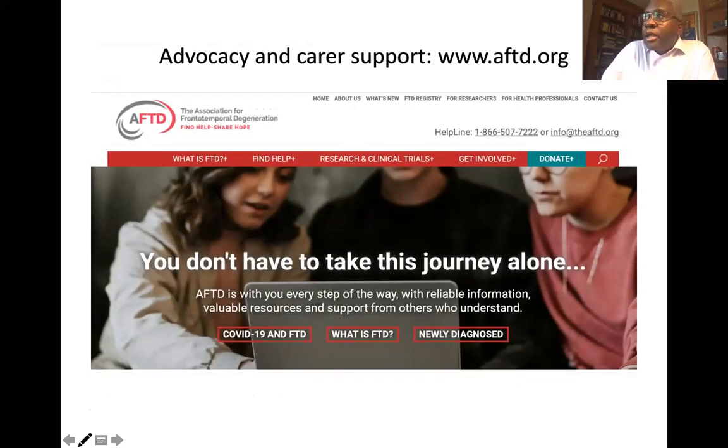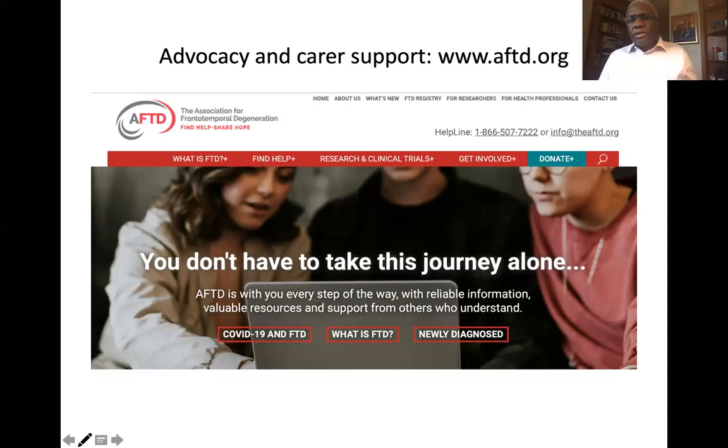Now, finally, the care partnership extends beyond the home. There's a whole system of advocacy and care support. For Alzheimer's disease, this is provided by the Alzheimer's Association. For frontotemporal dementia, it is provided by the Association for Frontotemporal Degeneration. For Lewy bodies, there's the Lewy Body Disease Association, LBDA.